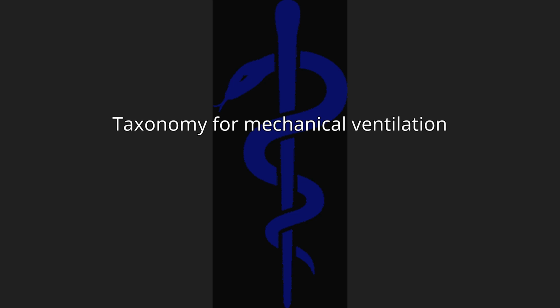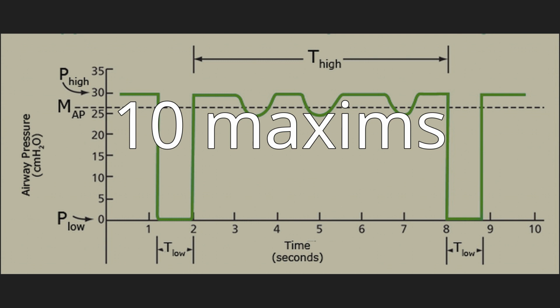Taxonomy for mechanical ventilation. The taxonomy is a logical classification system based on 10 maxims of ventilator design. A breath is one cycle of positive flow inspiration and negative flow expiration defined in terms of the flow time curve. Inspiratory time is defined as the period from the start of positive flow to the start of negative flow. Expiratory time is defined as the period from the start of expiratory flow to the start of inspiratory flow. The flow time curve is the basis for many variables related to ventilator settings.